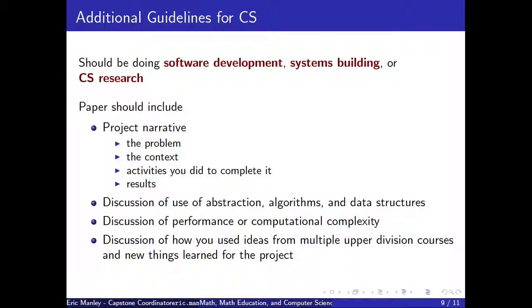That's fine. Just some kind of thought about performance, and then a discussion of how you used ideas from multiple upper division courses or new things you learned for the project. So this is going back to that. This is supposed to be a synthesis of a bunch of different things you've learned in the major. So tell us why that is, right? Show us that you can combine ideas from multiple classes for this project, or that you could go on and learn new things for it. So if you kind of summarize those things as part of your paper, that's kind of what we're looking for.